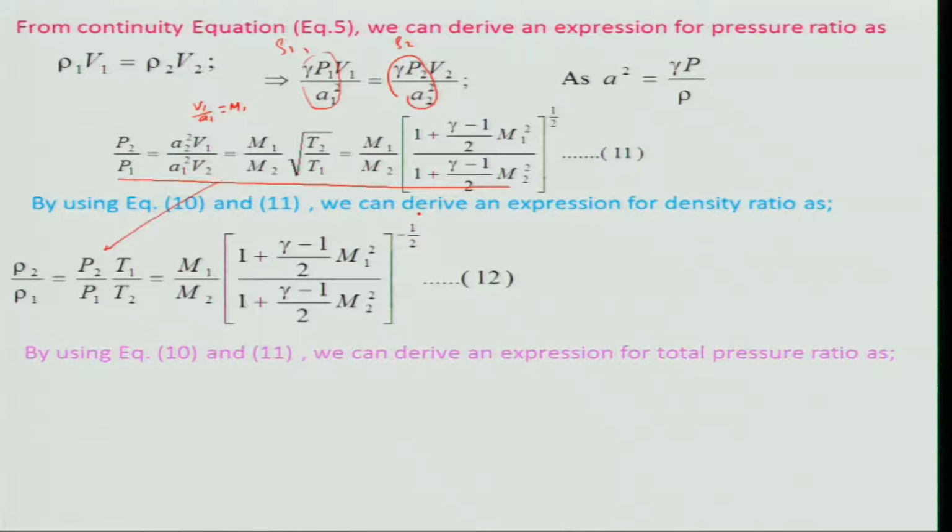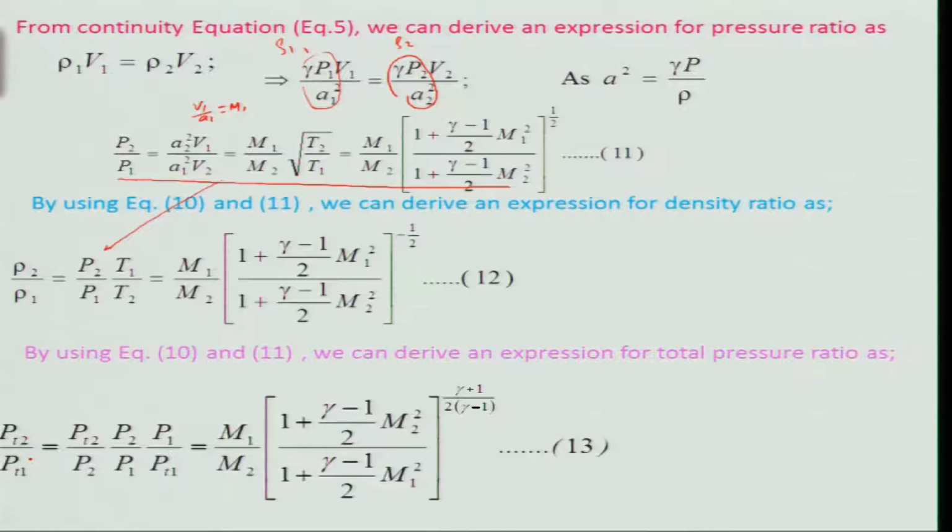So, by using equations 10 and 11 we can derive an expression for total pressure ratio, that is PT2 by PT1, which can be expressed as PT2 divided by P2, P2 by P1 and P1 by PT1. If you look at it, I can use the isentropic relationship here. I can use the isentropic relation for PT2 by P2, which is nothing but 1 plus gamma minus 1 by 2 M2 square to the power gamma by gamma minus 1. I can use that, and similarly for this, and from equation 10 this expression I can use over here.